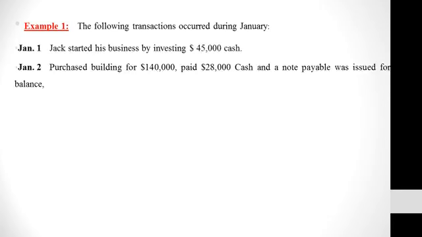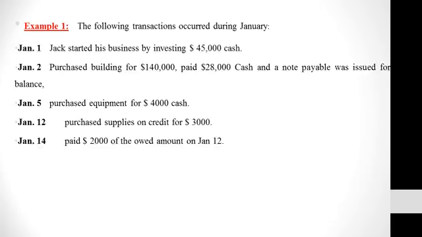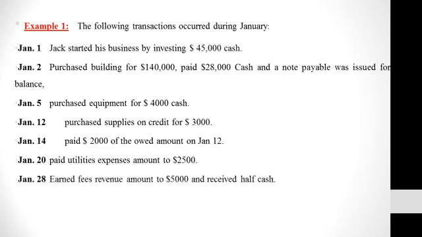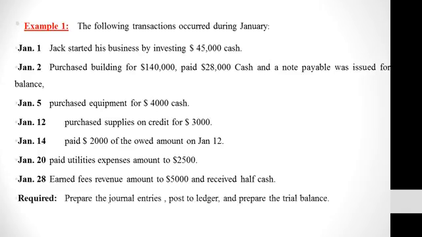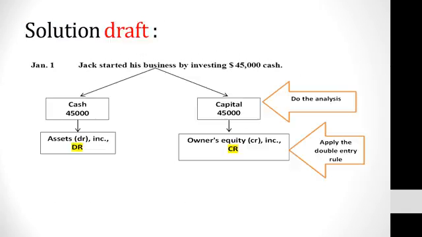Let's see an example. This is an example to illustrate how we record within the journal. We have some given transactions that occurred during January, and you are required to prepare the journal entries, then posting to ledger and preparing the trial balance. For now, we're just going to solve the first requirement, which is preparing the journal entries. Let's see how this is going to be done.